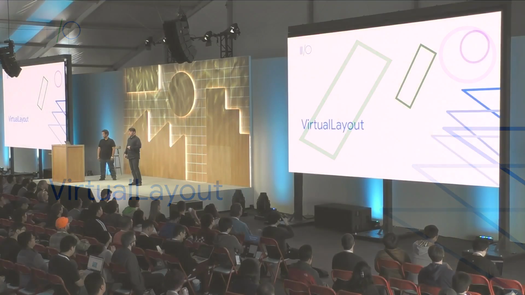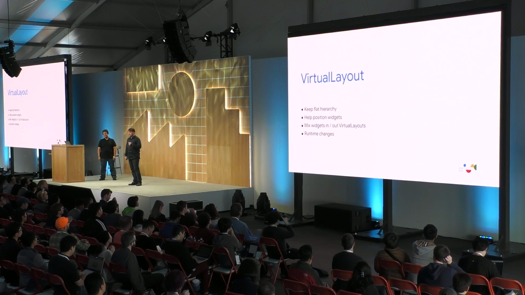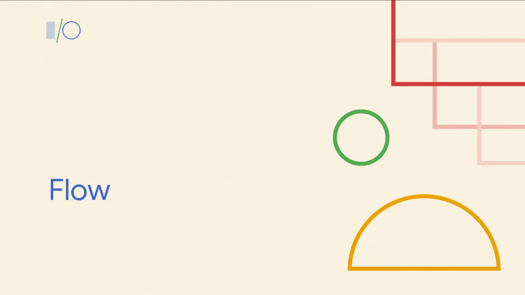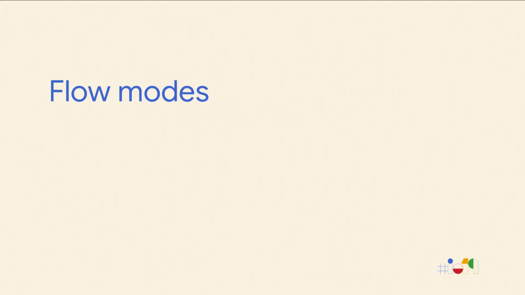Virtual layout is another type of helper. And as I mentioned before, the idea is to still keep the hierarchy flat. It will position the widgets for you. What's nice is, because we are still at the same level of the hierarchy, you can reference widgets that are inside the virtual layout and vice versa. So you can also do a lot more runtime changes on the fly, right? And let me cover Flow, which is a virtual layout we introduced recently.